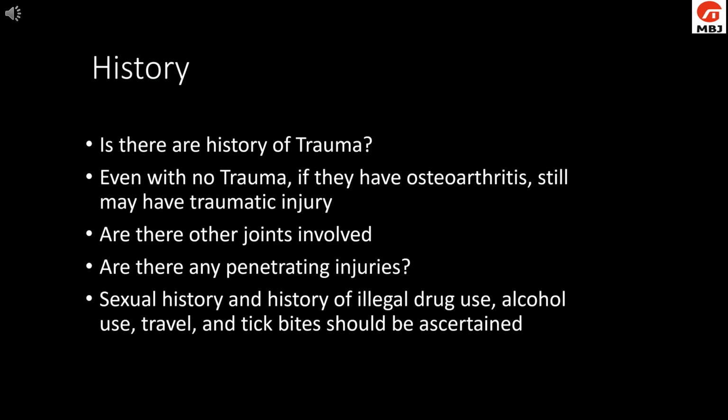In history, you have to ask about trauma. Even with no trauma, if they have osteoarthritis, they still may have a traumatic injury. Ask whether other joints are involved, or whether there are any penetrating injuries. Sexual history and history of illegal drug use, alcohol use, travel, and tick bite should be ascertained.